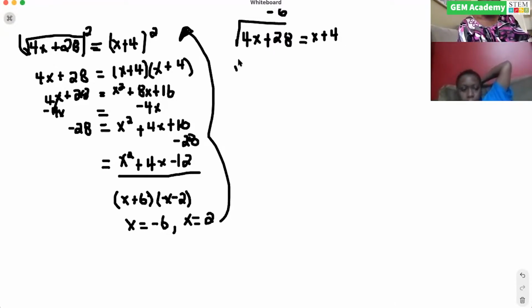So I have the square root of 4 times minus 6 plus 28. So pretty much I have minus 24 plus 28, which is what?